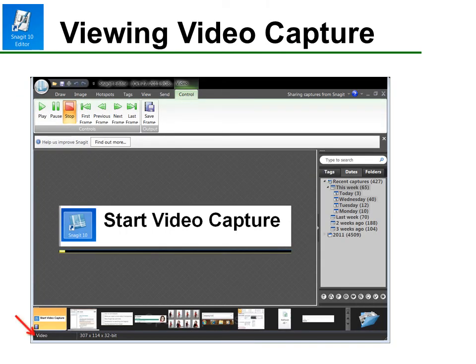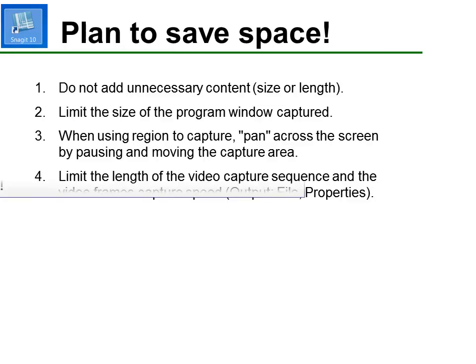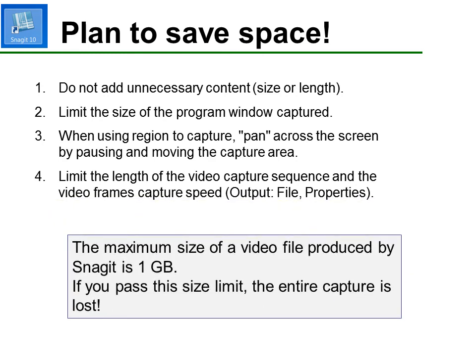To view it, you would go in the editor, and it has all these tools so that you can control it. Video takes lots of memory, so make sure that you plan it through before you start using the video option. Don't add any unnecessary content, size or length. If you're just talking, you might as well do it in PowerPoint. There's no reason to do it in an actual screen capture. Limit the size of the program window captured instead of taking the whole thing. Start small, and then pan. And if you don't know what pan is, you probably shouldn't be in video, but essentially it means to start in one place and move it to the other place.